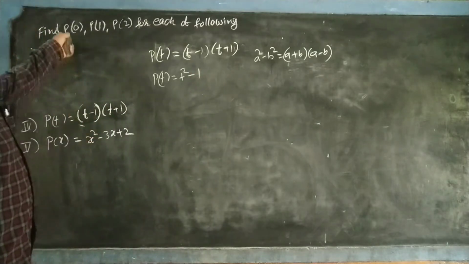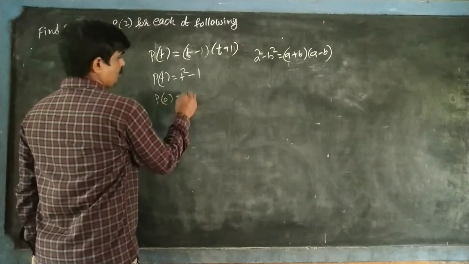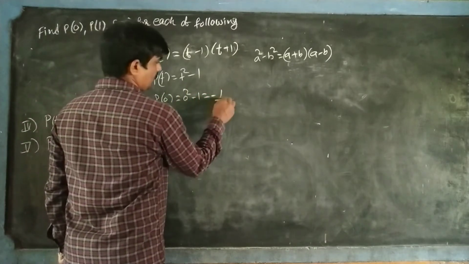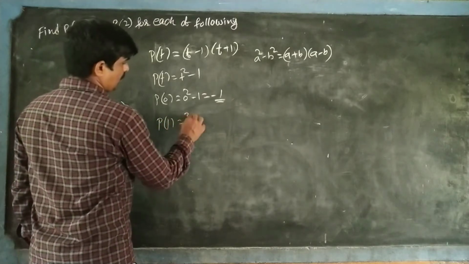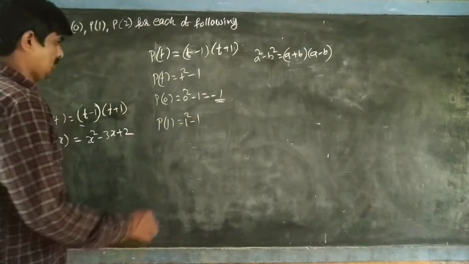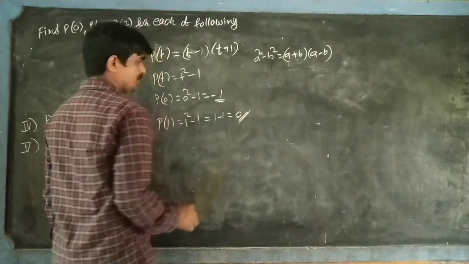So first I am going to find p of 0. 0 power 2 minus 1, that is equal to minus 1. Next, p of 1. That is equal to 1 square minus 1, that is equal to 1 minus 1, that is equal to 0.